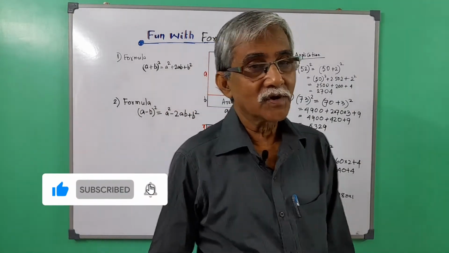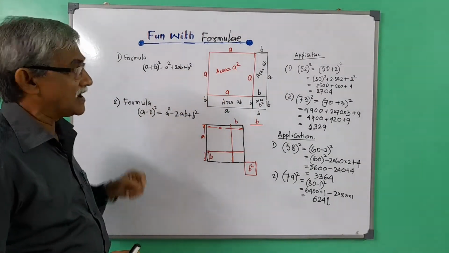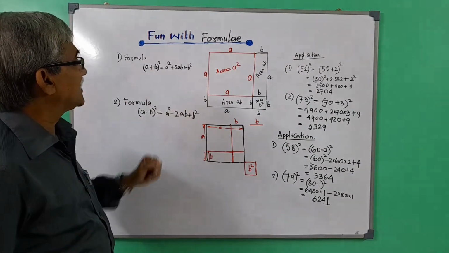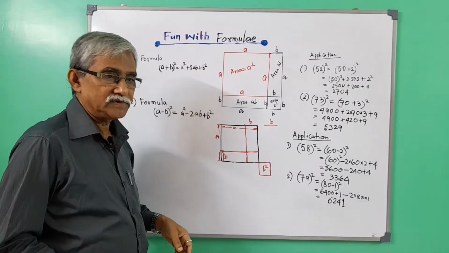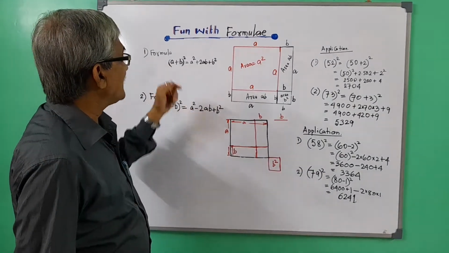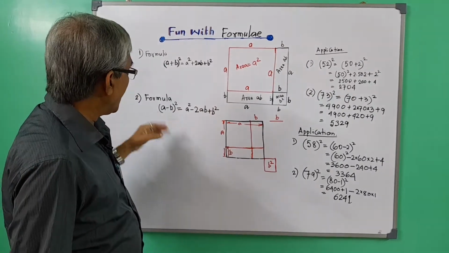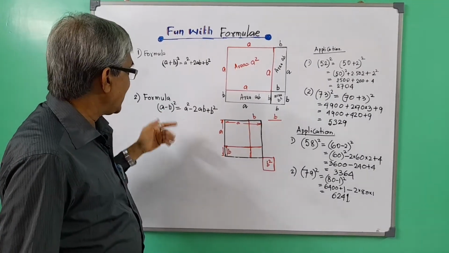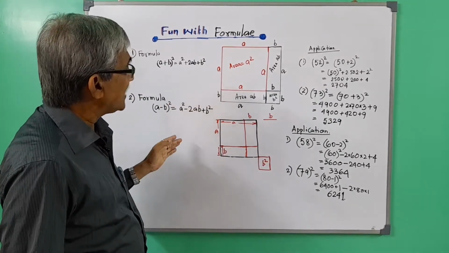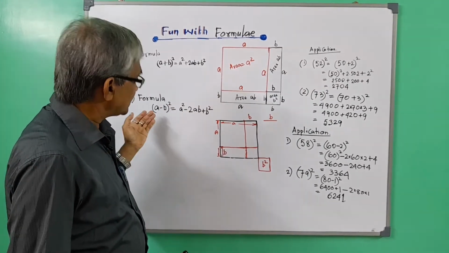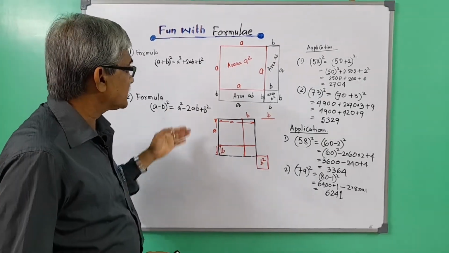Hi folks, you are aware that the first formula that a student ever learned was (a plus b) whole square is equal to a square plus 2ab plus b square, and we know it's an identity. That is, for any value of a and b, both the sides will be equal. And likewise, the other formula, (a minus b) whole square equals a square minus 2ab plus b square, is also an identity. For any values of a and b, this formula holds good.